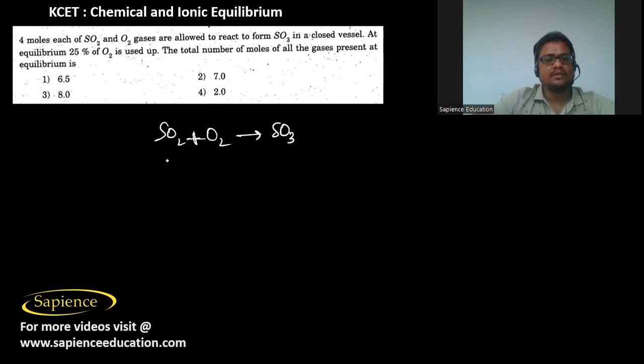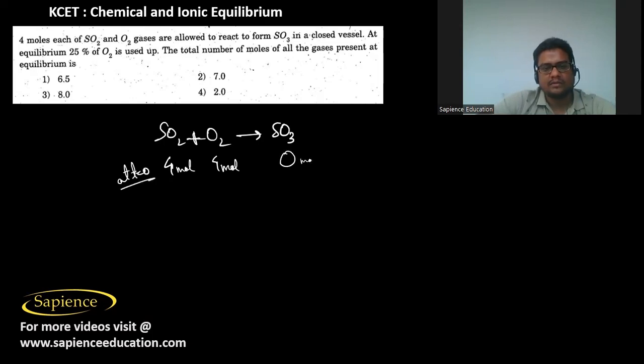4 moles each of SO2 and O2 are used to react to form SO3. At T equal to 0, 0 moles of SO3 has been formed. At equilibrium, 25% of O2 is used up. So that means 1/4, which is 4 minus 1 mole. So here also 4 minus 1 mole of SO2 gas will be used.